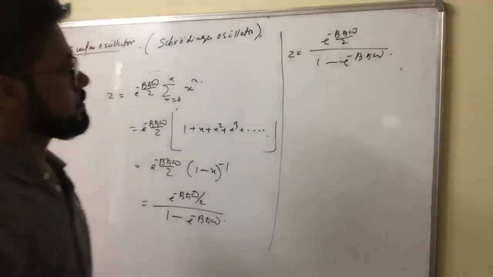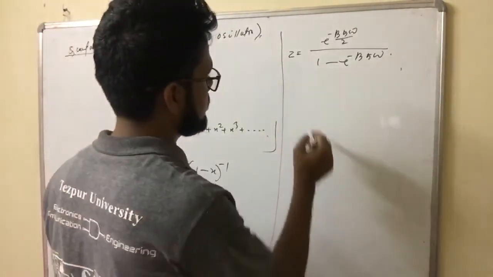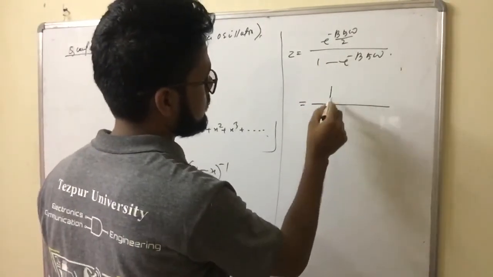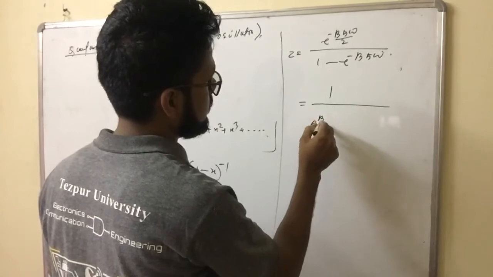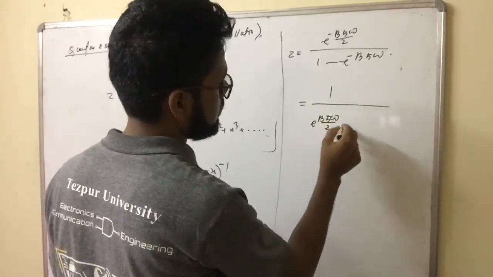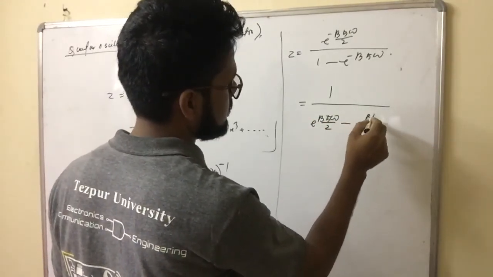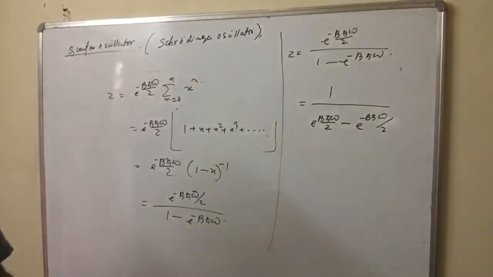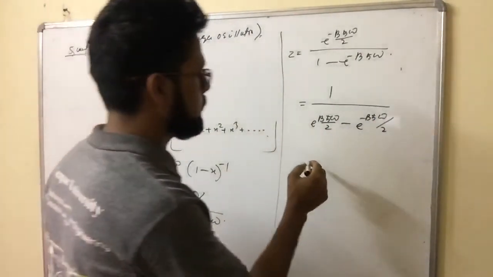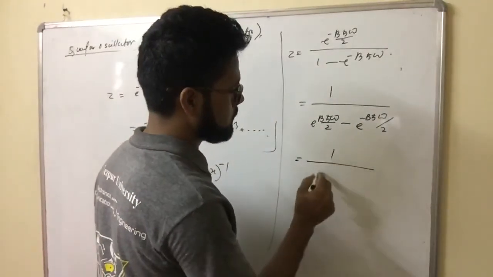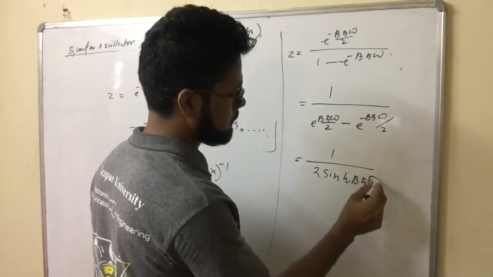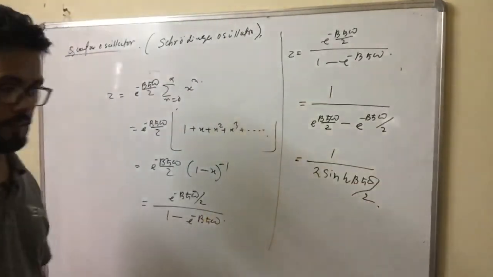Now if I take this, I can convert it to 1 over e to the power beta h cos omega by 2 minus e to the power minus beta h cos omega by 2. Is it okay? So it is a hyperbolic sine function: 1 over 2 sinh of beta h cos omega by 2. Is it okay? Clear?